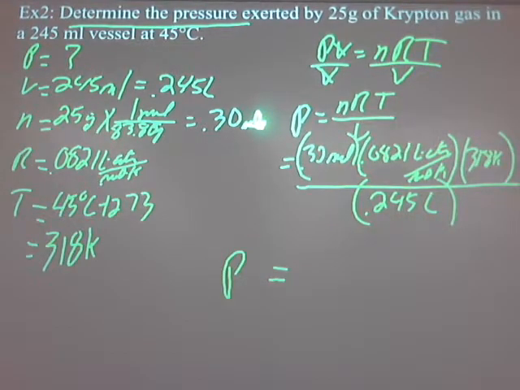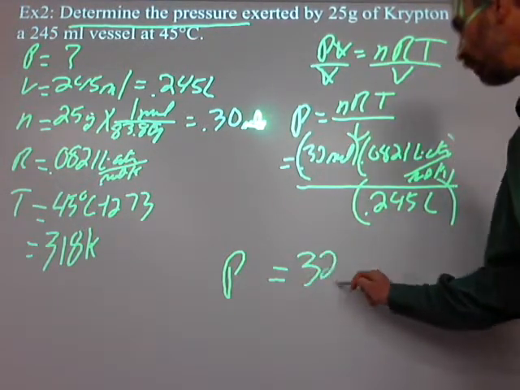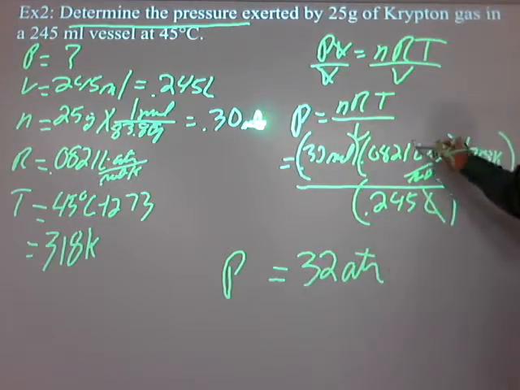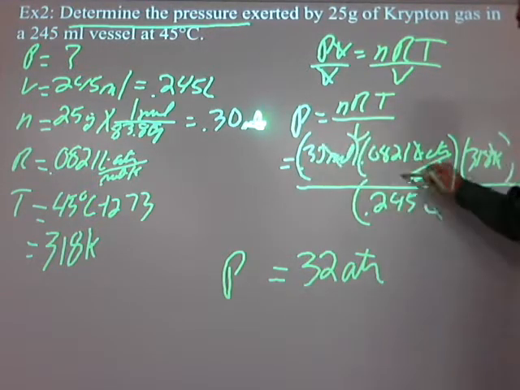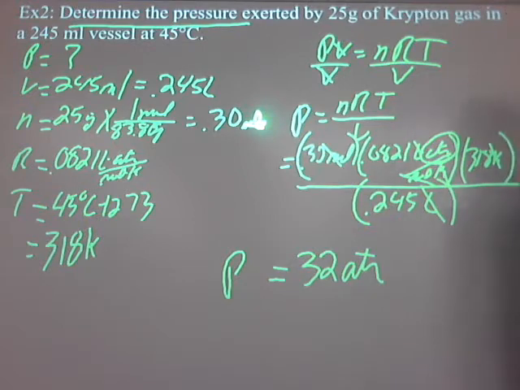Okay, get your calculator out. Plug those in. What do you get for your P? 32. Anybody else get 32? 32 atmospheres. Liters cancel. Kelvin cancels. Moles cancel. Only thing left is atmospheres. Absolutely. All right, you're done. Positively.